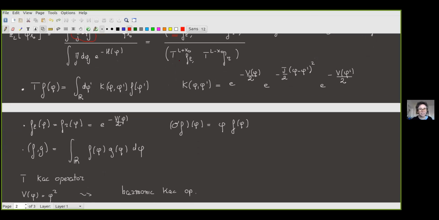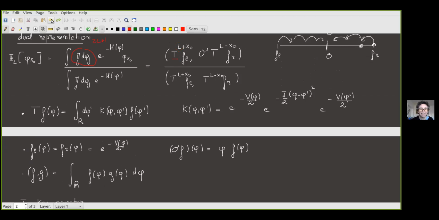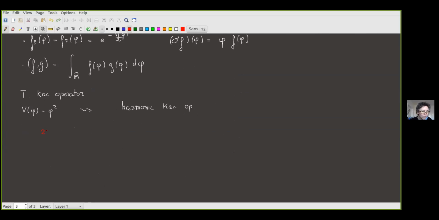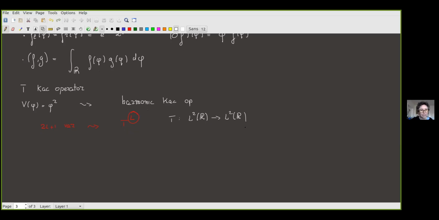Okay, so we go from 2L plus 1 variables to an operator T to the power L. And T is typically some operator, for example from L2(R) to L2(R), or something like that. So we have one variable, which is nice. Of course, this helps only if you can indeed say something about this operator.